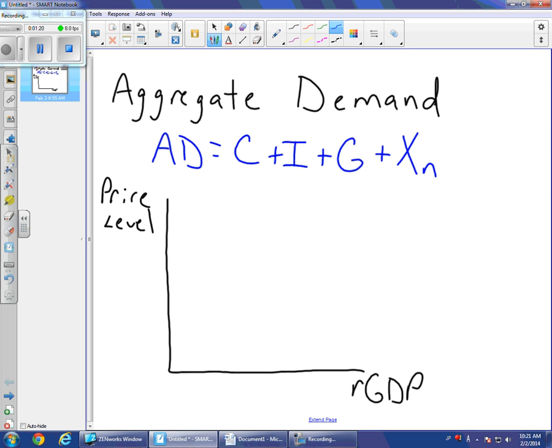Reasons for changes in consumer and investment spending were discussed in detail in Unit 4. Reasons for changes in government spending are going to be discussed in Unit 6, and changes in net exports will be discussed in Unit 9.